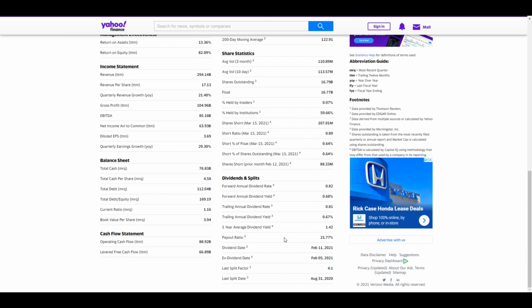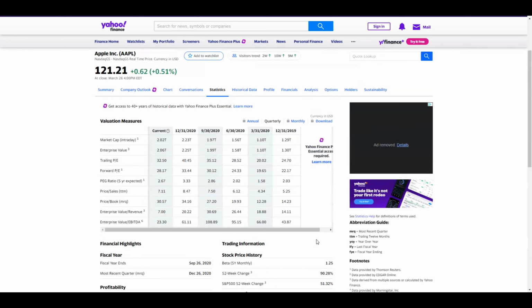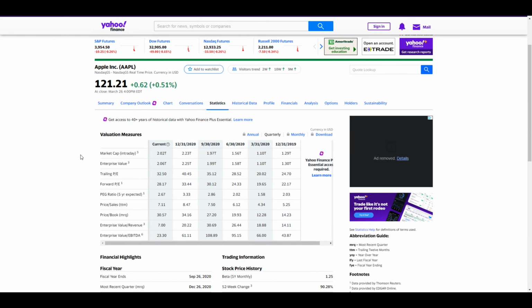So the payout ratio of 21.77% means that the dividend is 21.77% of its earnings, which means that 80% of earnings are left for the company to reinvest in itself. Here you have other information as dividend date, etc. So those are the metrics and the statistics, guys.